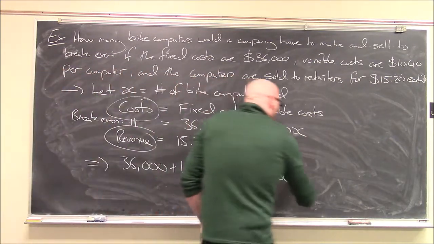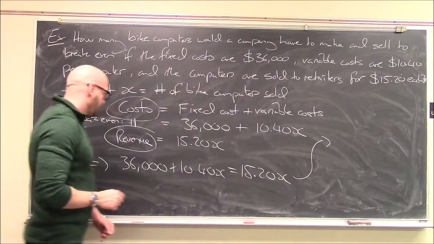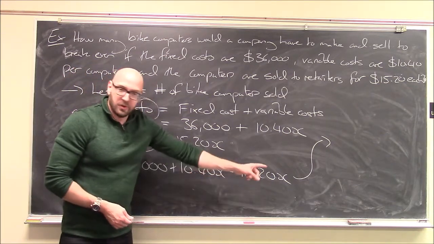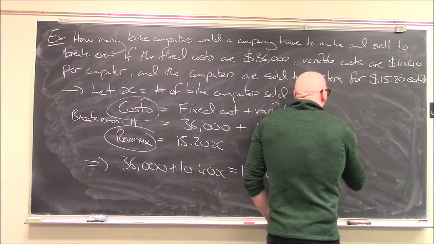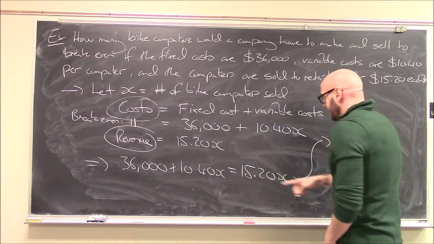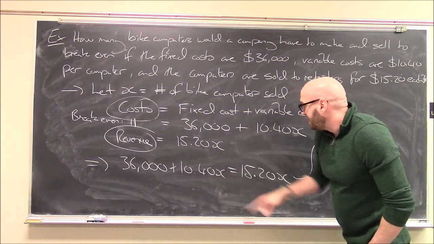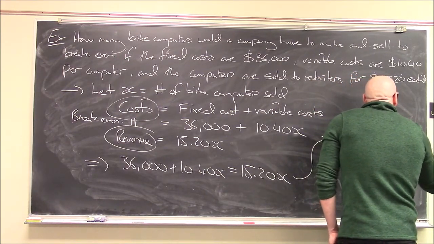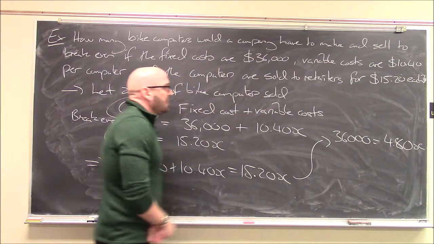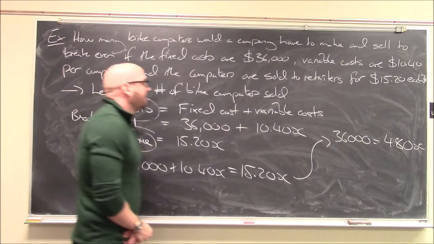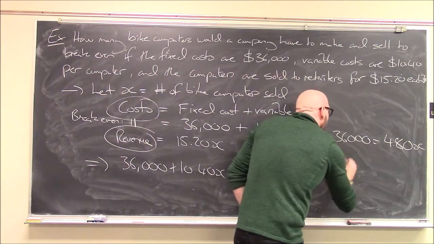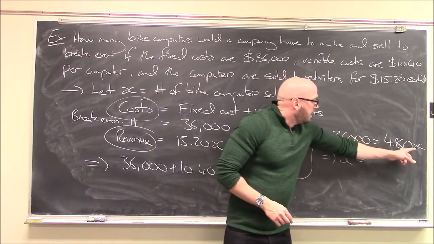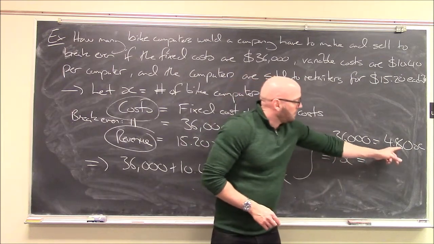I don't have a whole lot of space on the board, but it doesn't look like a very difficult equation to solve. What do I want to do? I want to get all the x's on one side together, so let's subtract 10.4x from both sides. That's going to leave me with 36,000 is equal to 15.2 minus 10.4, which is 4.8, so 4.80x. I'll throw in the extra zero even though it's not needed. And now if I want to solve for x, x is equal to 36,000 divided by 4.8.